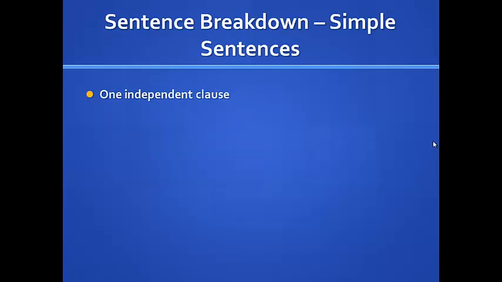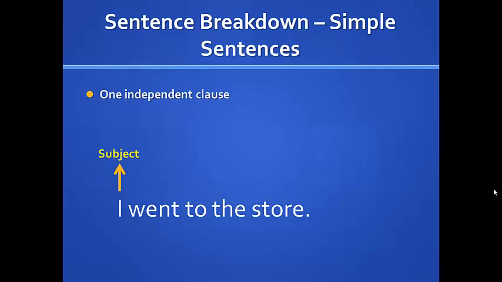So first of all, let's look at the simple sentence. A simple sentence is one independent clause. So let's look at this sentence. I went to the store. We have the subject, I. We have a predicate, went to the store. So that makes it a clause, and it is independent. It can stand by itself. It is a complete sentence because it has a complete thought.